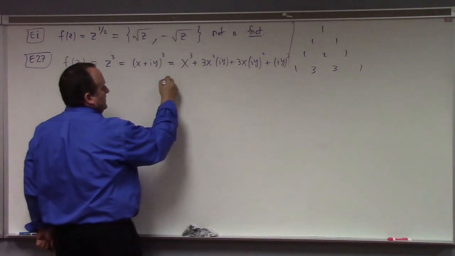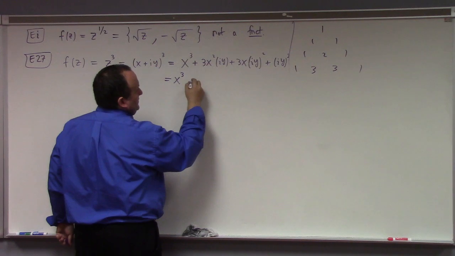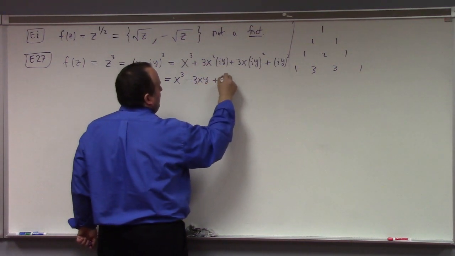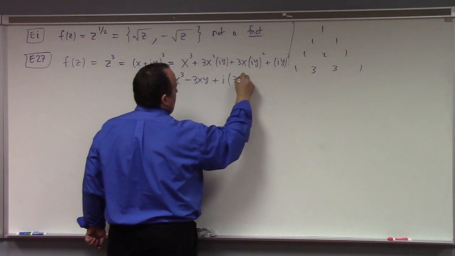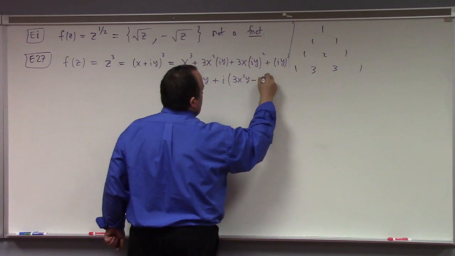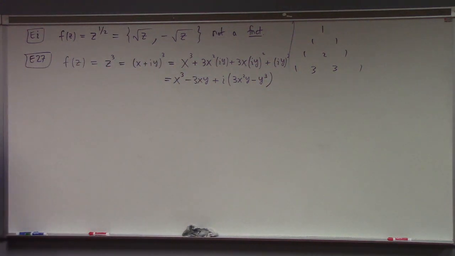And then simplifying that, we've got x cubed minus 3xy plus i times 3x squared y minus y cubed, I believe. All right? Yes, sir.